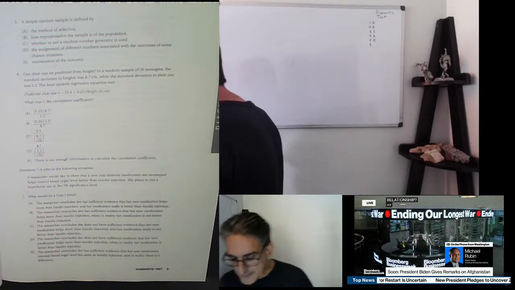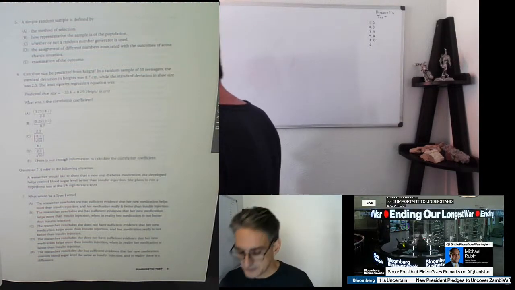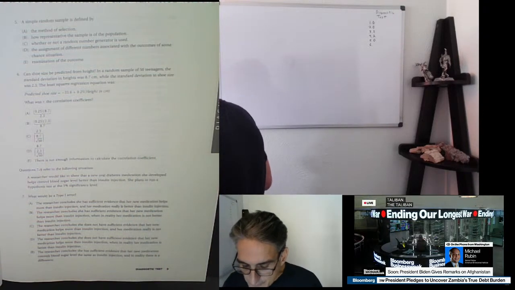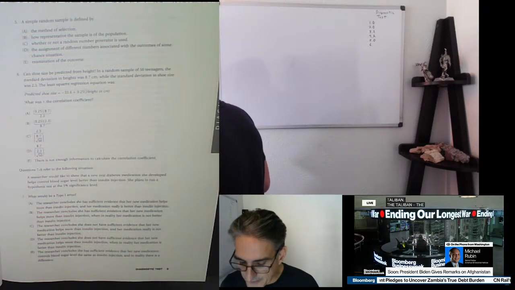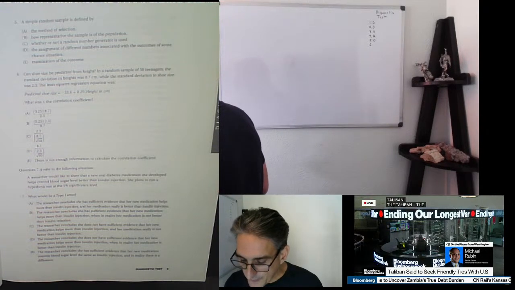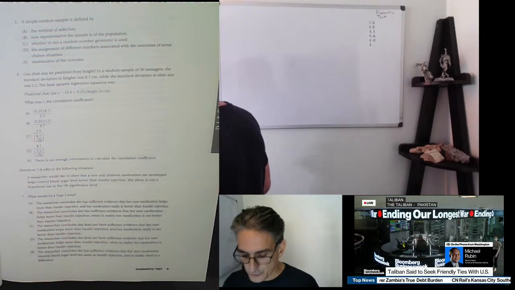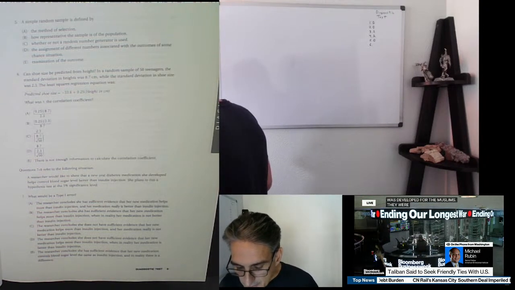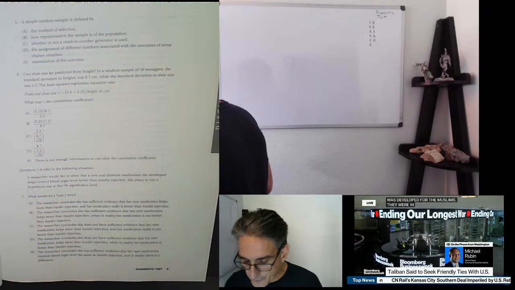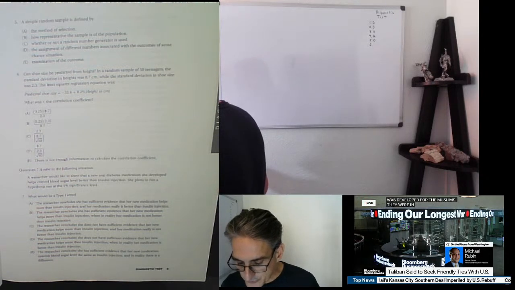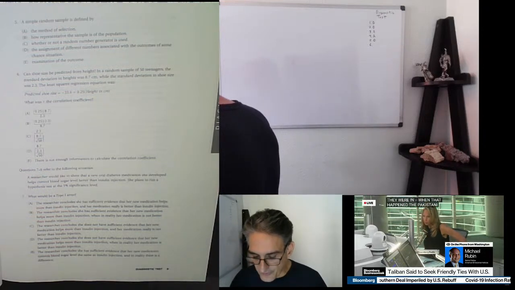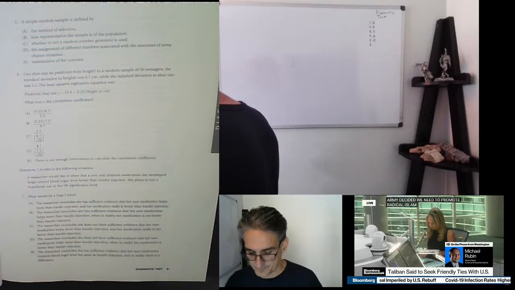Can a shoe size be predicted from height? Yes. In a random sample of 50 teenagers, the standard deviation in heights was 8.7 centimeters, while the standard deviation in shoe size was 2.3. The least squares regression was predicted shoe size is negative 33.6 plus 0.25 times the height in centimeters. What was R, the correlation coefficient?